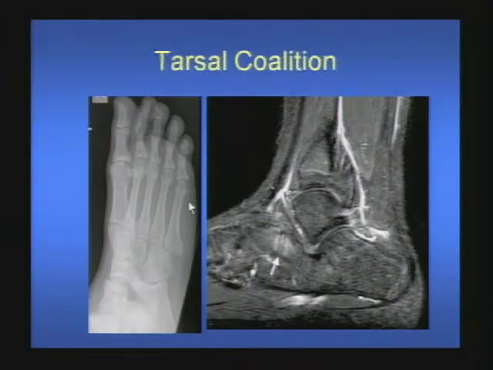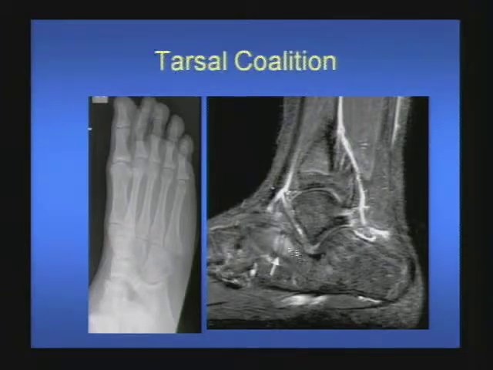Another common condition in the pediatric foot is tarsal coalition. This is an example of calcaneonavicular coalition. As you can see on the oblique radiograph of the foot, there is narrowing of the calcaneonavicular joint space with sclerosis of adjacent bone margins of the calcaneum and navicular tarsal bones.